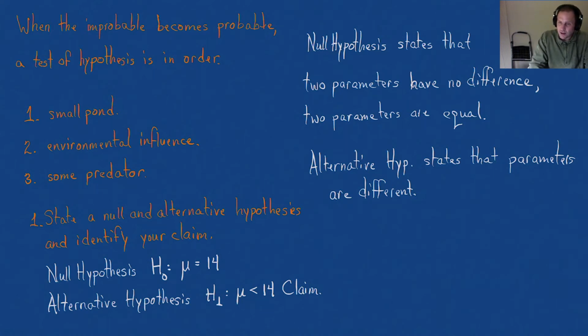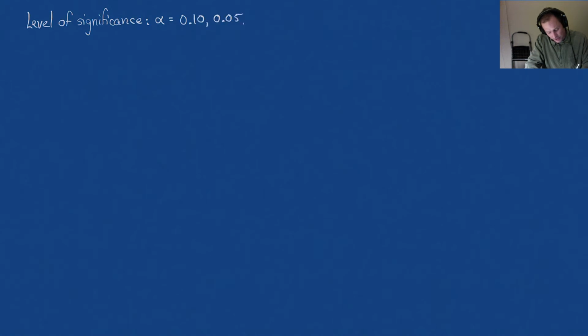But that's just it. That's the next piece. How would I decide if what we're observing is significant? So that's our next piece. So our next piece is we have what's called a level of significance, and we denote it as alpha. Alpha equals the common levels of significance are 0.10, 0.05, and 0.01.